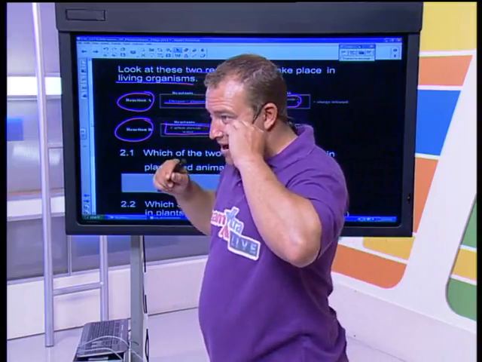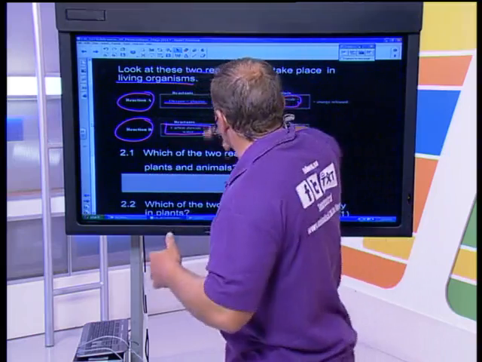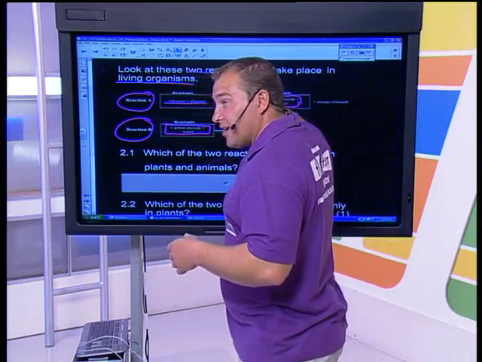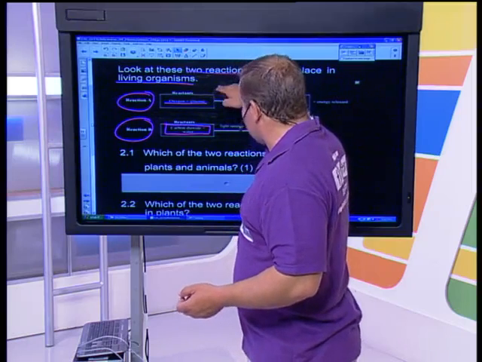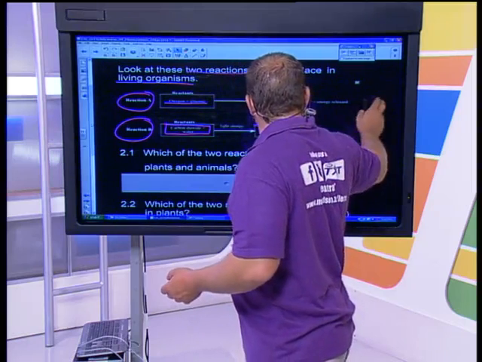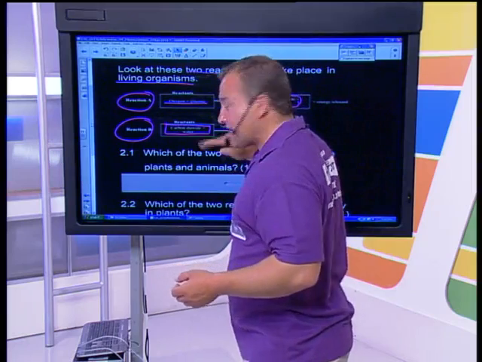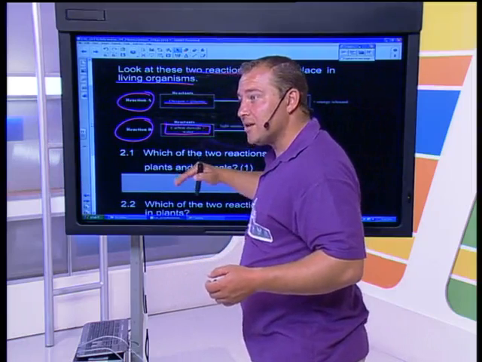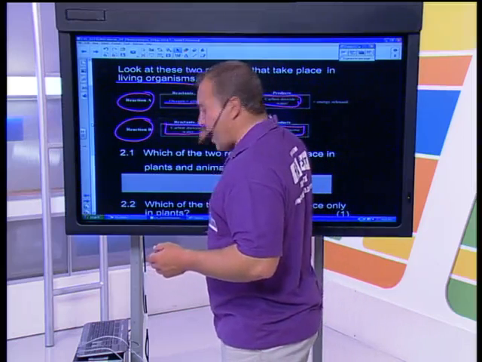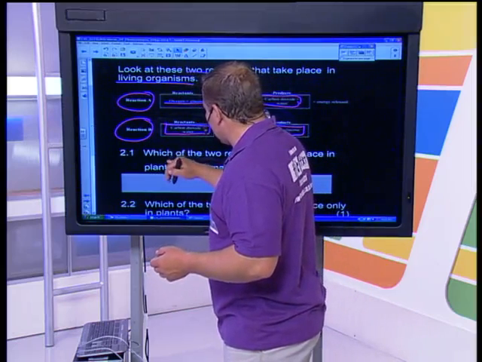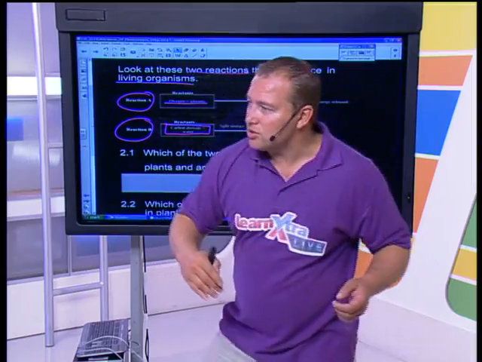Takes place in plants and animals. Plants and animals. Which process? I mean, this one we're using oxygen. Respiration. Okay, this is cellular respiration. That is cellular respiration, right? The bottom one is photosynthesis. So one is making food, the other one is using it. And I'm saying, which one do plants and animals use?